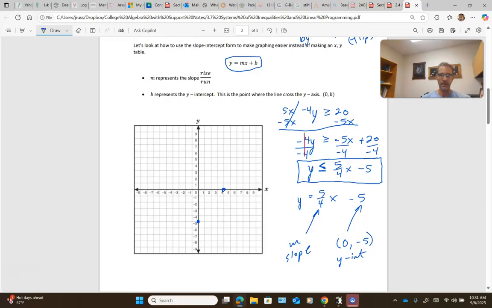Now, what kind of line? Well, this is a non-strict inequality. This says less than or equal to. So that means all the points on the line are included. So I need to draw a solid line.